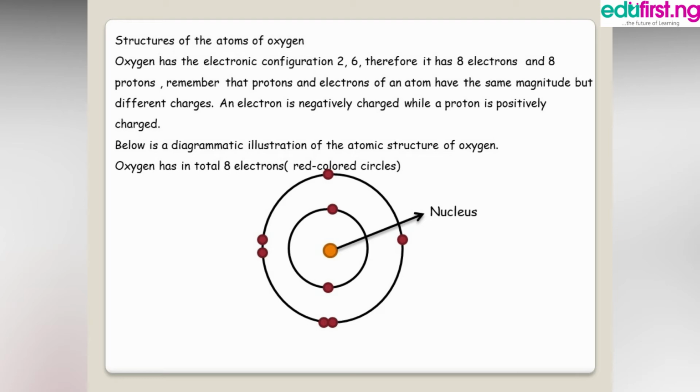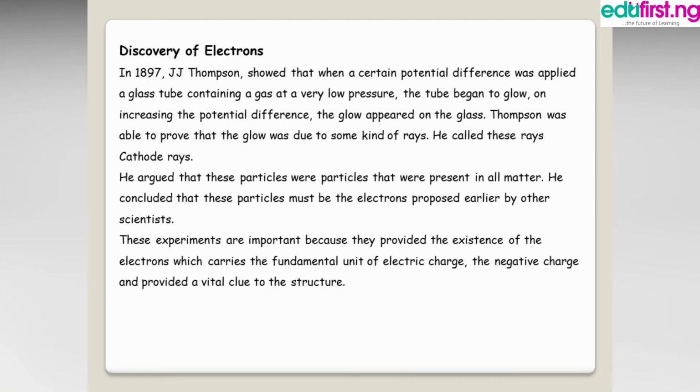Okay, so let's move to the experimental discovery of the subparticles of an atom. First and foremost, let's look at the discovery of electrons. How was the electron discovered? It happened that in 1897, J.J. Thomson showed that when a potential difference of about 5,000 volts was applied to a glass tube containing a gas at a very low pressure, the tube began to glow. And then on increasing the potential difference, the glow appeared on the glass. So he was able to prove that this glow was due to some kind of rays. He called these rays the cathode rays.